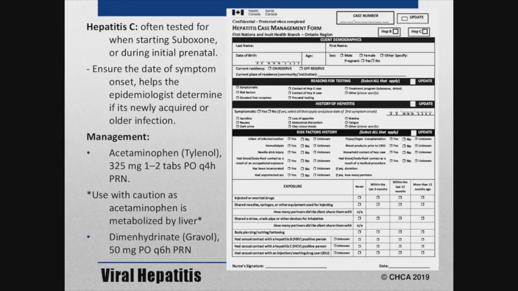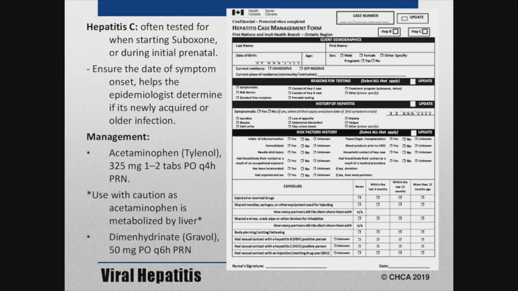Viral hepatitis is an example of one of the communicable diseases. For example, hepatitis C is often tested for when starting Suboxone or during initial prenatal visits or well-man or well-woman examinations. Ensure the date of any symptoms is recorded if the patient had symptoms. It helps the epidemiologist determine if there are any newly acquired or older infections.